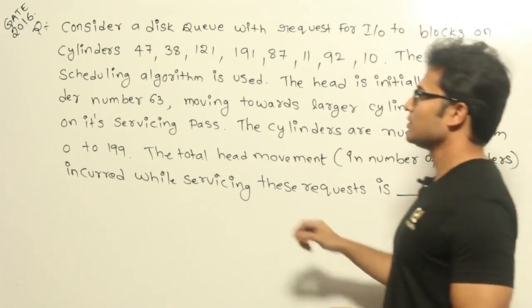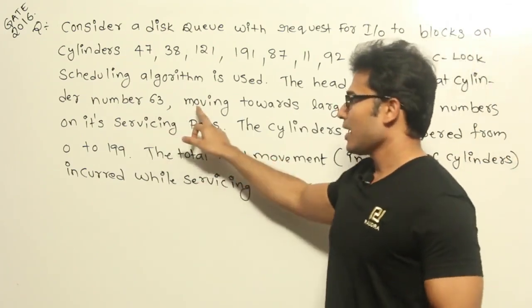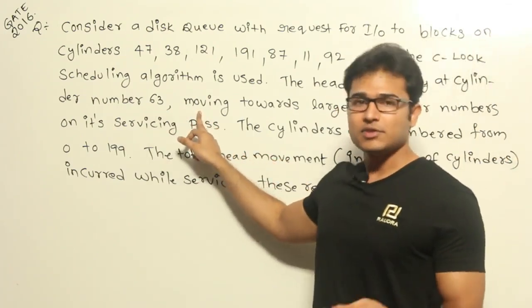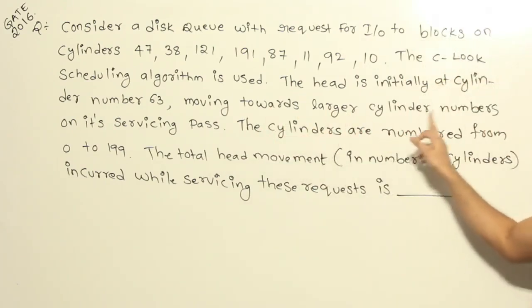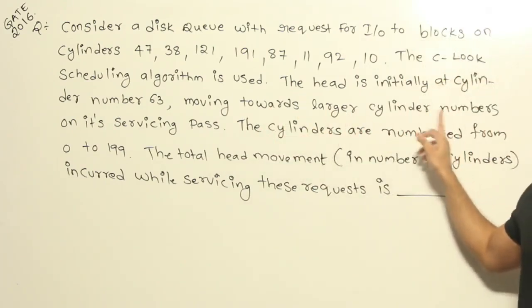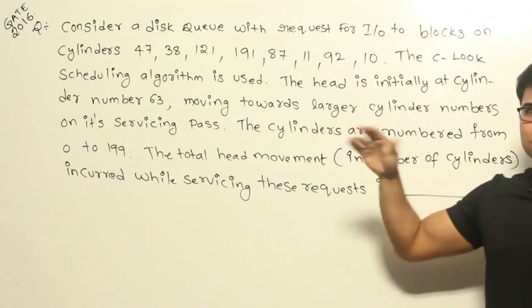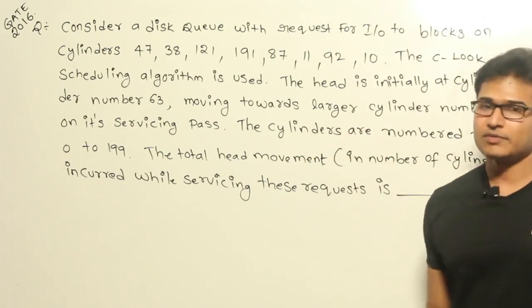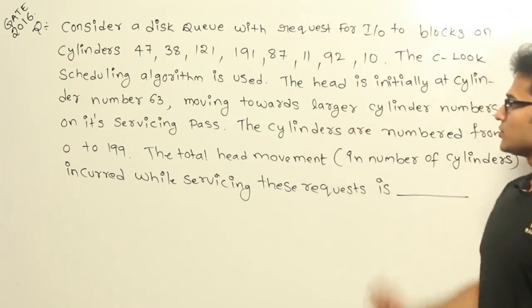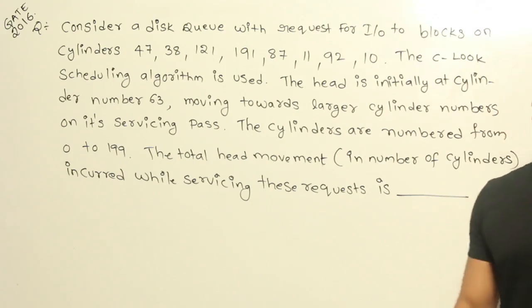So they are saying that initially the head is at 63, and also they have given the direction in which it is moving. See this, moving towards larger cylinder numbers, and it is important. In case they didn't give you this direction, assume that it is moving towards larger cylinders. Otherwise they will clearly specify the direction. So here, just to avoid ambiguity, they have even given the direction.